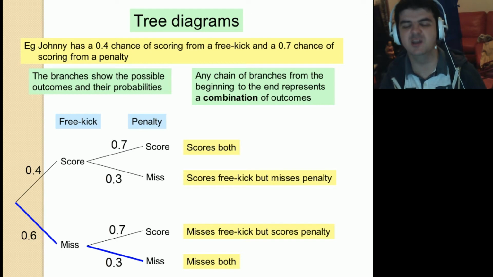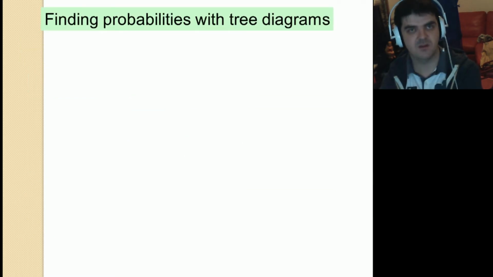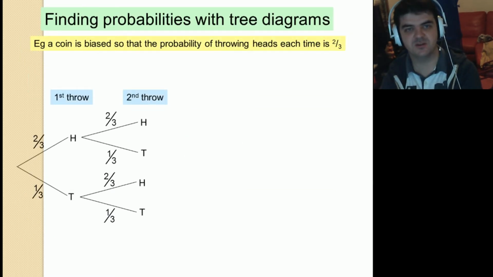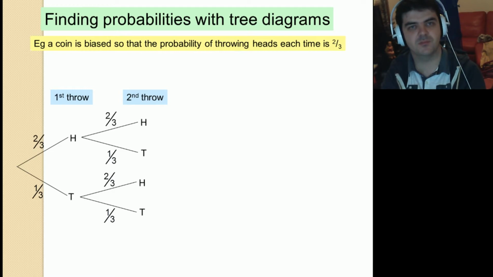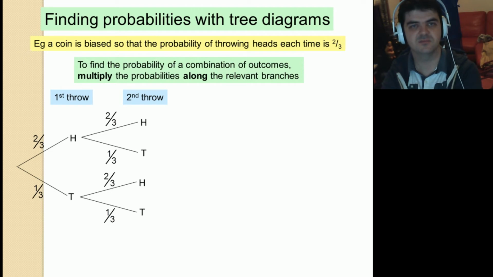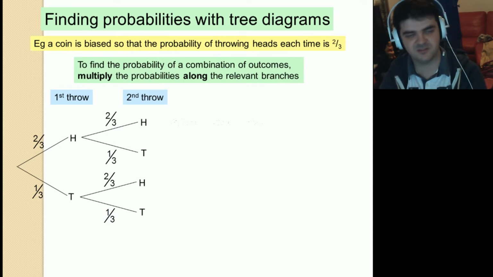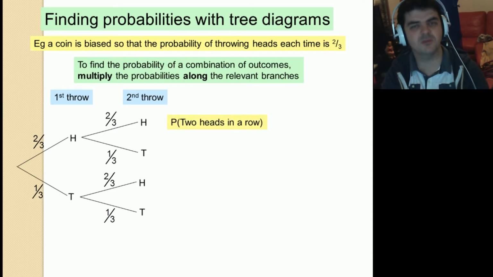Okay. So how is this useful? How in the world could this possibly be useful? Well, let's have a look. We'll go back to our diagram where we're tossing the biased coin. We found out that it looked like that. So if we're going to find the probability of a combination of outcomes, we multiply the probabilities along the relevant branches. Think of it like this. What's the probability of 2 heads in a row?